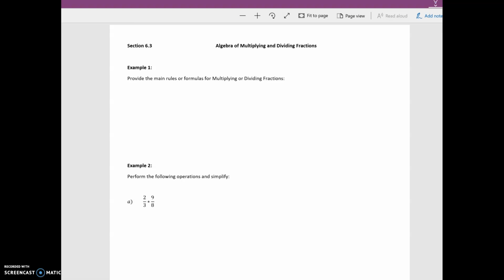Hello class, let's take a look at section 6.3. Now this is the main idea on 6.3. We're going to be looking at multiplying or dividing fractions. And let me give you the rules for multiplying.